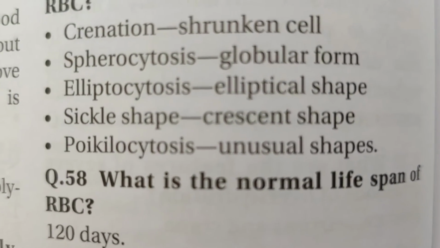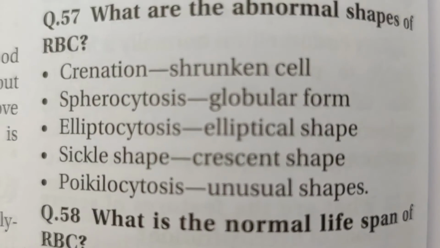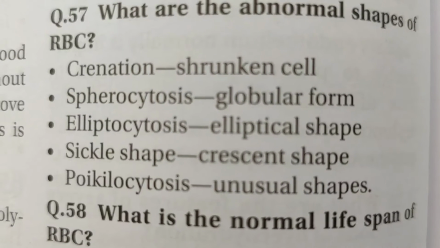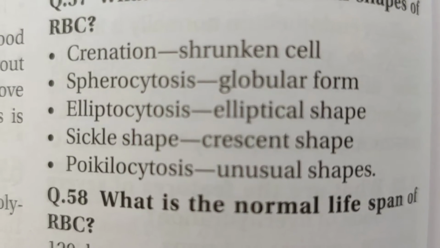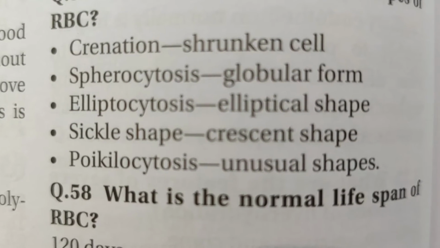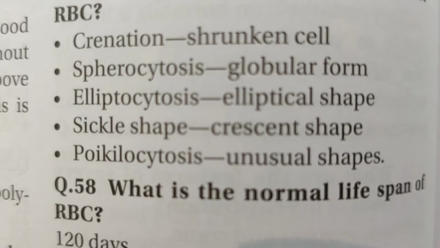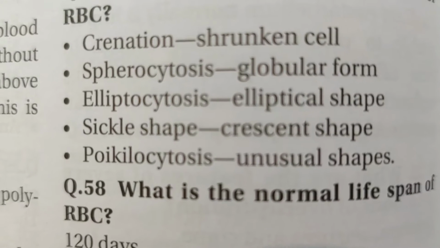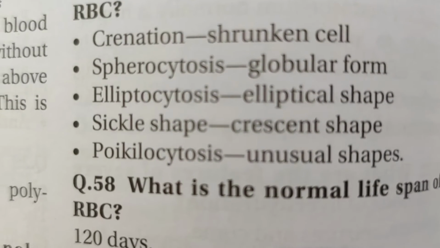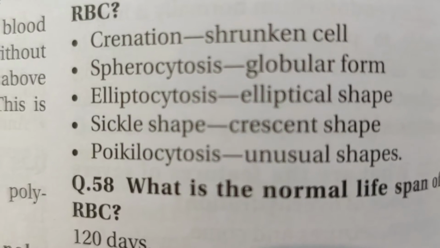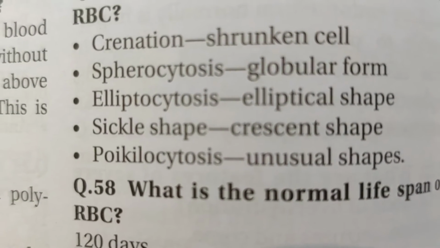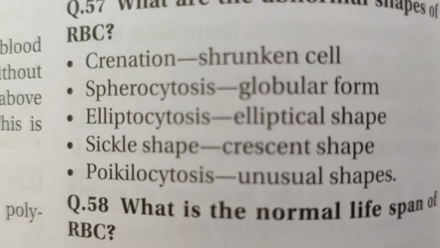Now, what are the advantages? These are frequently asked questions, okay? What are the advantages of biconcave shape of RBC? First is, it can withstand considerable changes of osmotic pressure by altering the cell volume. Second is, it allows easy passage of RBC through narrow capillaries. And third is, it facilitates quick and optimal exchange of gases in and out of hemoglobin.